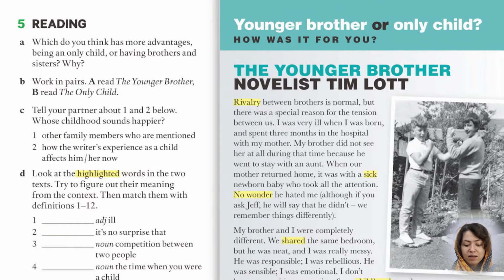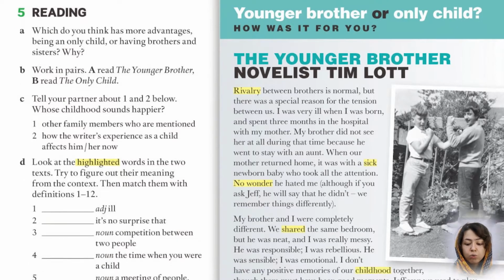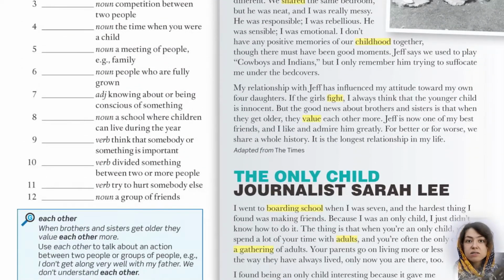Rebellious. It means a person who never obeys the older people. We call that rebellious. A person who wants to have his or her own way. So, he was sensible. Sensible means logical. I was emotional. It means full of feeling. I don't have any positive memories of our childhood together. Though there must have been good moments.